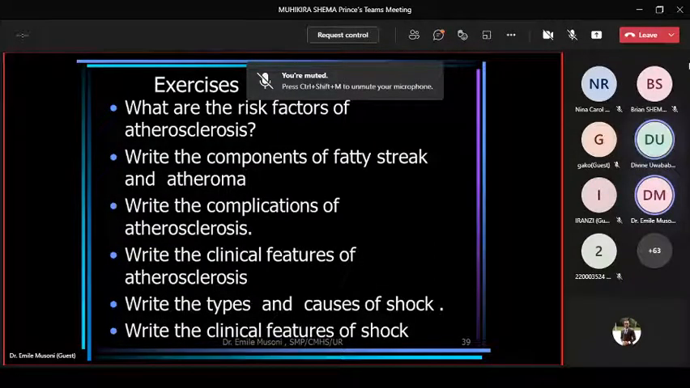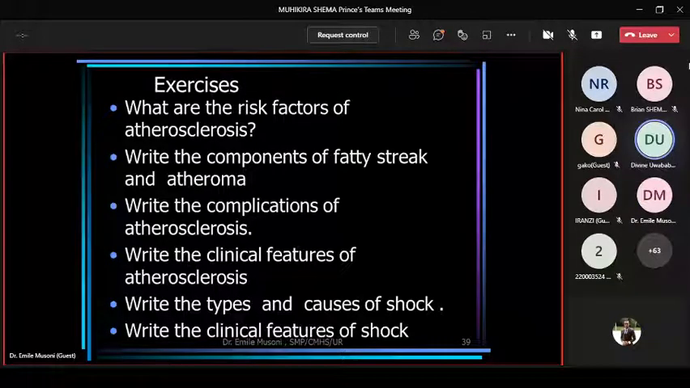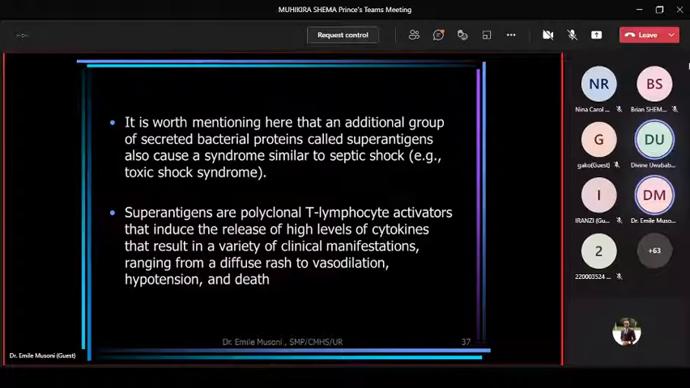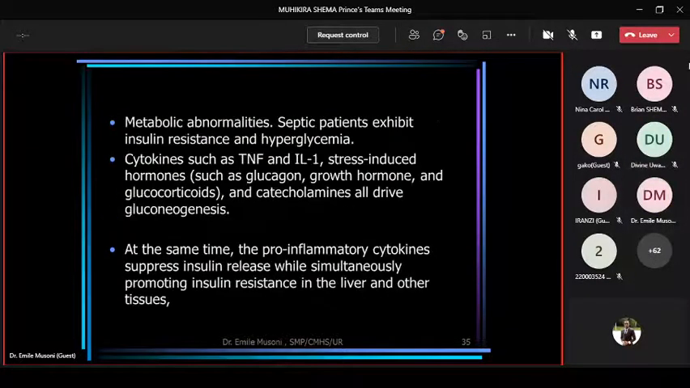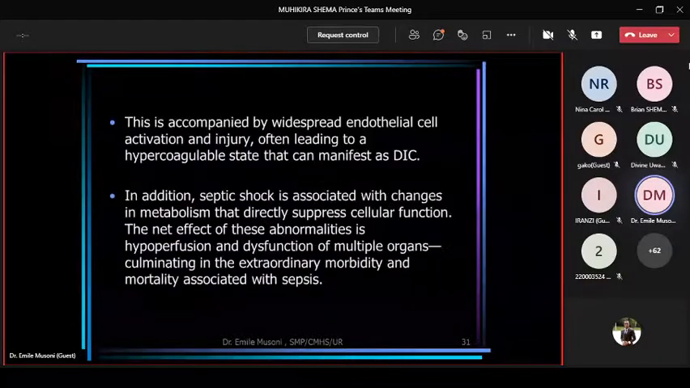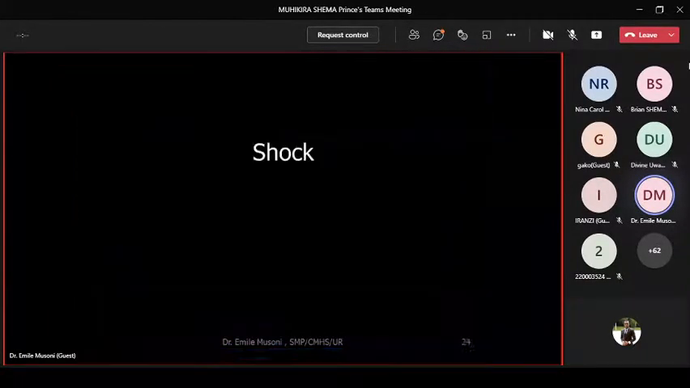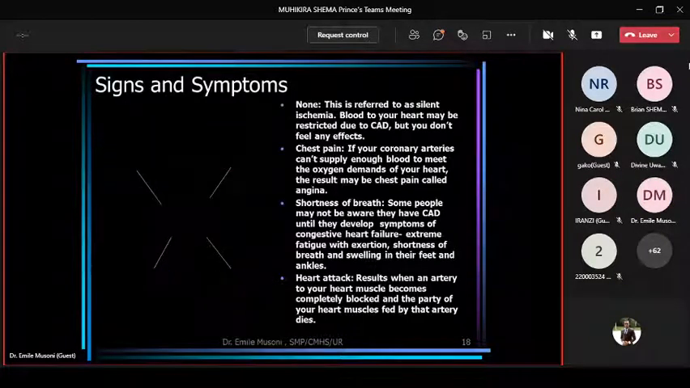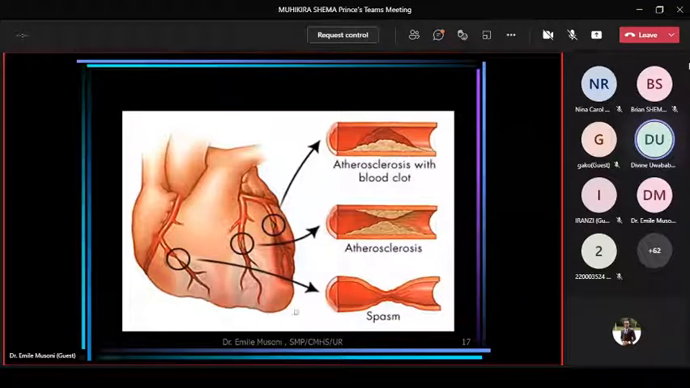About slide number 17, I want to ask about the cause of spasm. The cause of that spasm was the obstruction of the coronary artery. How is it different from atherosclerosis? Atherosclerosis is the process of having fat and smooth muscle here.